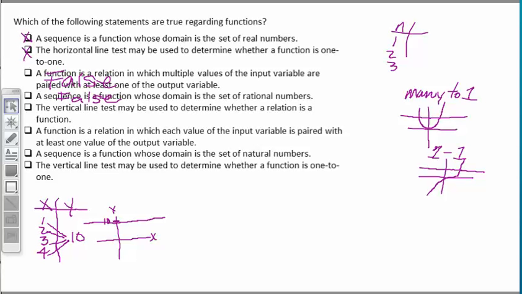Let's look at the fifth one here. It says, the vertical line test may be used to determine whether a relation is a function. Green check for true, red X for false. The vertical line test may be used to determine whether a relation is a function.